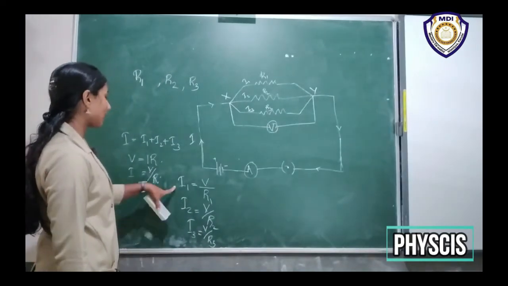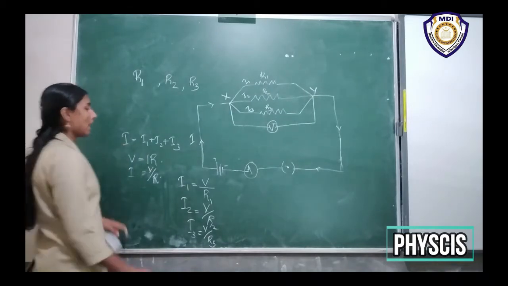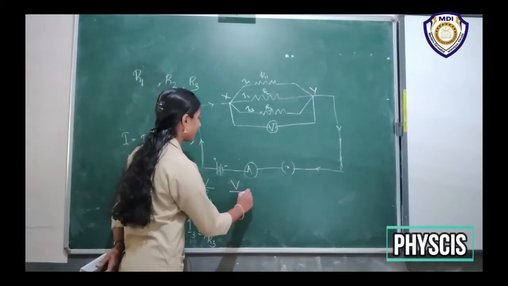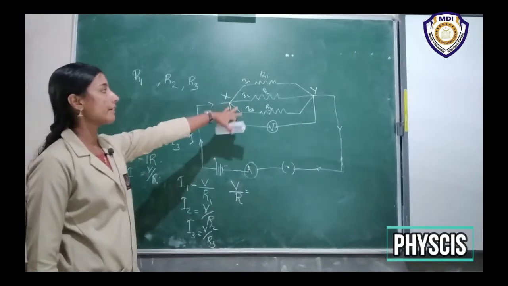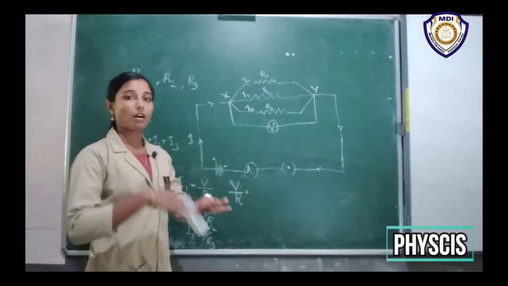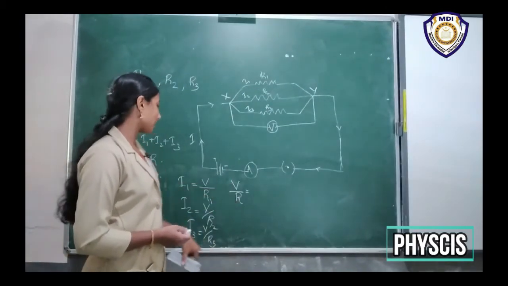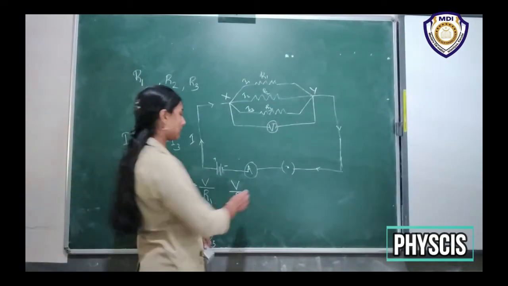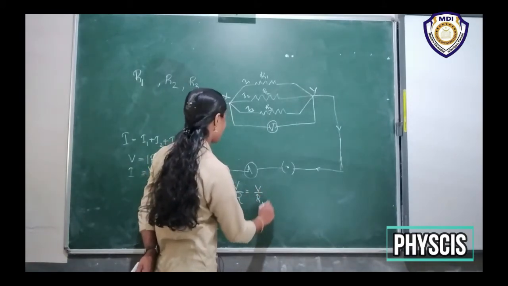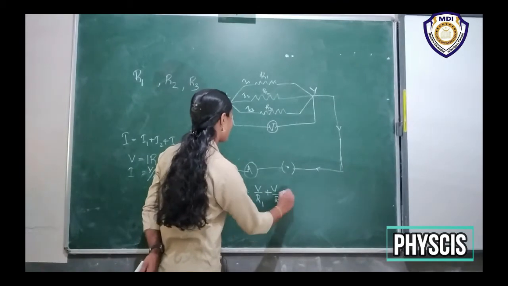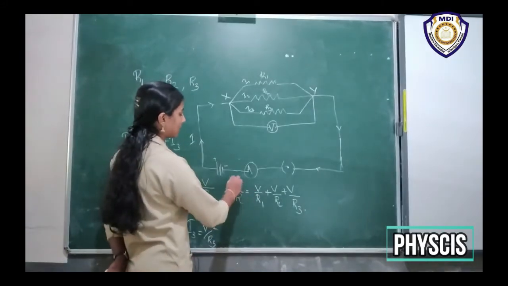Okay, so now we know I1, I2, I3. If we take an equivalent resistance having the effect of all these three resistors, we can write I is equal to V by R. Then V by R is equal to V by R1 plus V by R2 plus V by R3. Okay, so from here this V is constant.